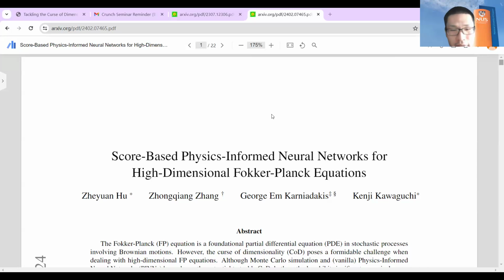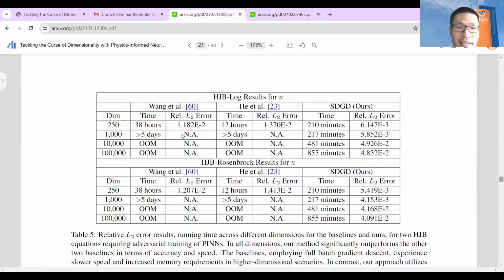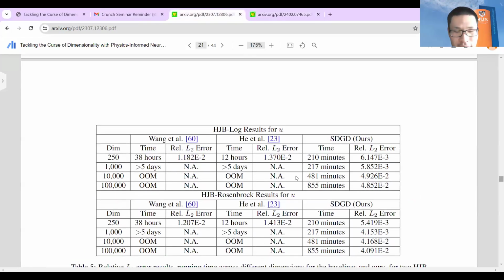Although I do not have the time, I just wanted to talk about it a little bit. If you are interested in this paper, you can download it and have a look at its connection with the HJB equation, and how the score PINNs can perform better than the previous approach, which is adversarial training.